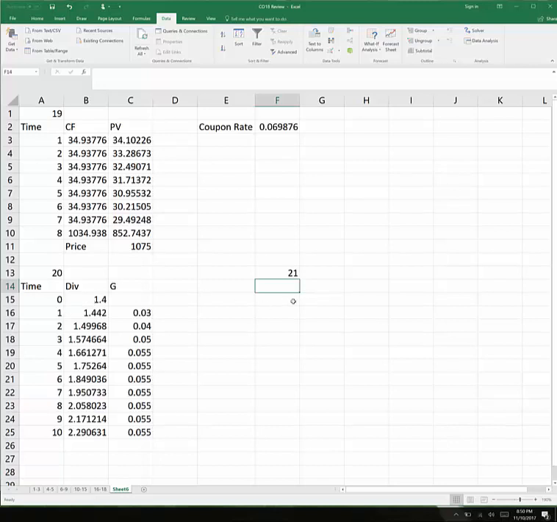Okay, then 21, the company just paid an annual dividend of $2.50. The stock has a market price of 50 and a growth rate of 4%. What is the rate of return or the discount rate in this stock?